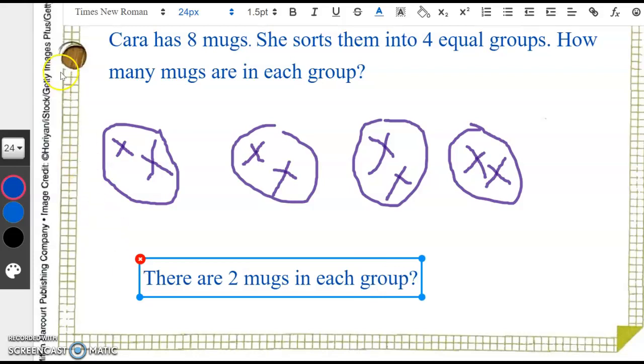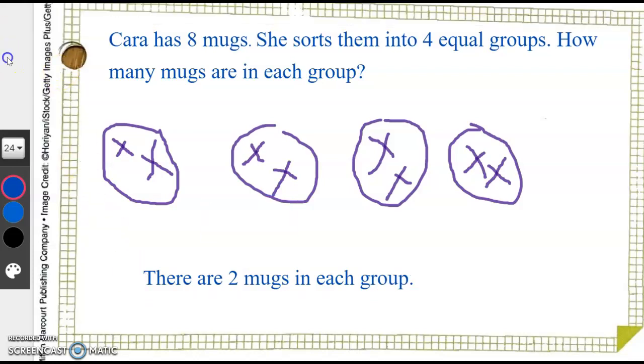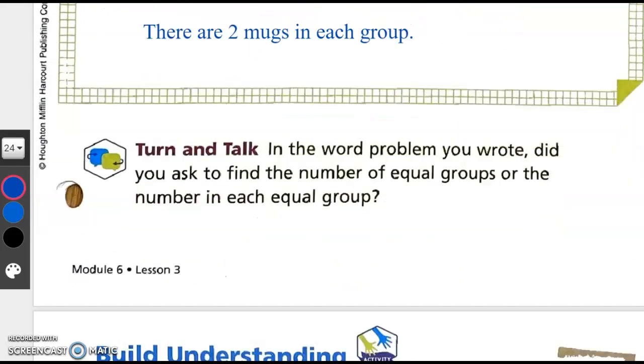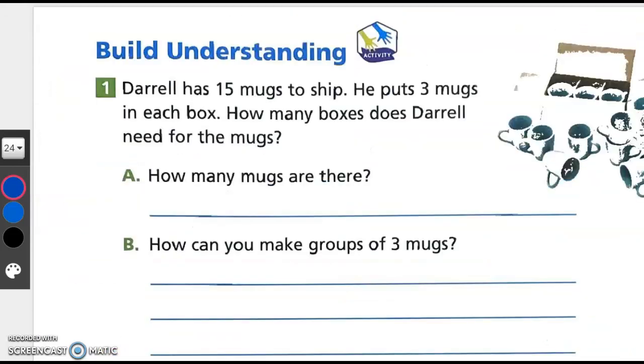If you're recording at home, please stop your video and finish this. So there are 2 mugs in each group. Okay, we're going to go on to page 148. That's the back of the page we were just doing. It says, build understanding. Daryl has 15 mugs to ship. That means he's going to mail them off or send them by UPS or FedEx or whatever. He puts 3 mugs in each box. How many boxes does Daryl need for the mugs? He has 15 mugs. He puts 3 mugs in each box.